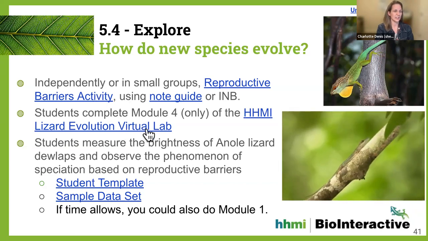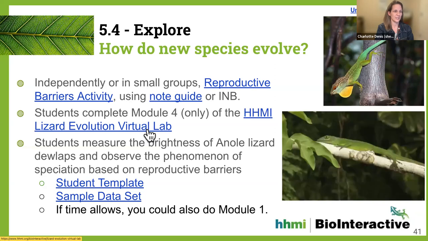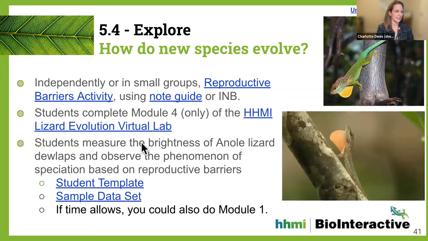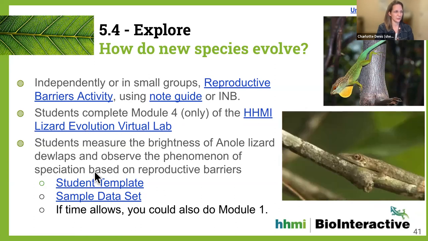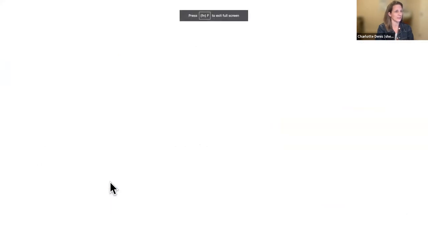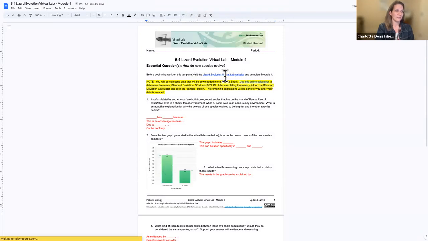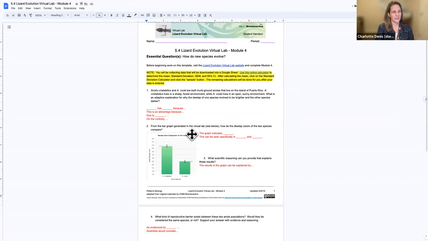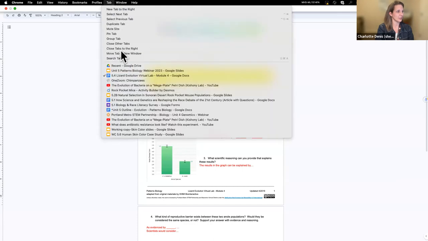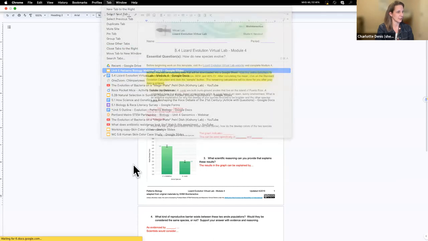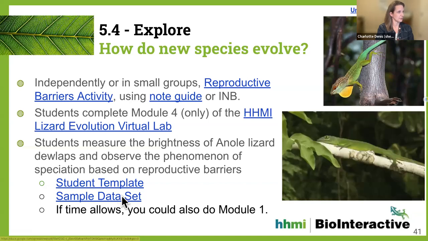And then the students are actually collecting data about these lizards using this virtual lab from HHMI. So I'm not going to click on here, but I do want to show you what the data set looks like. So what the student template looks like first, and then the data set. So they complete the lab, and then they're actually going to answer questions based on the results about two species. But I'll show you what the data sets actually look like so you can see what kind of thing they're actually measuring. Sample data.